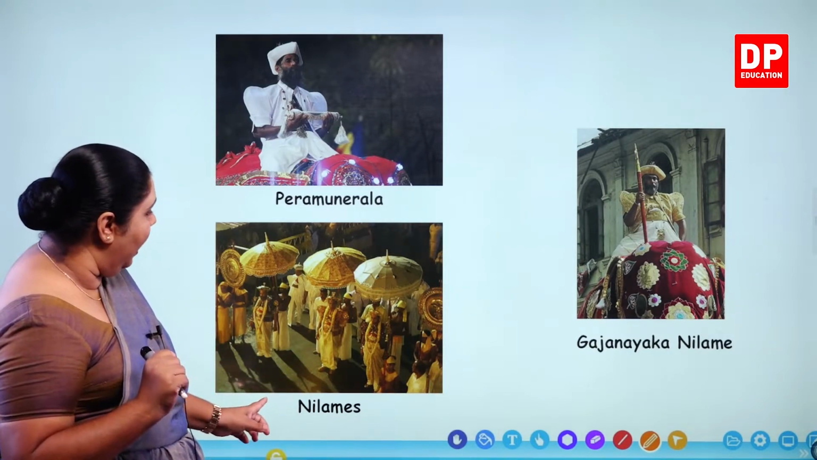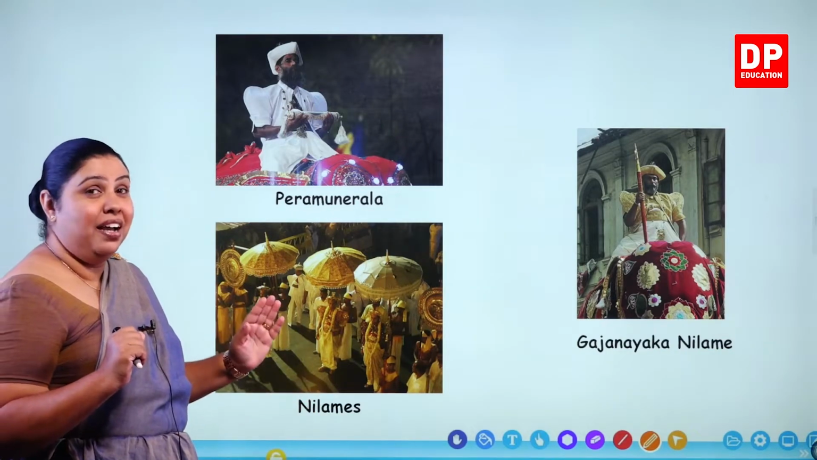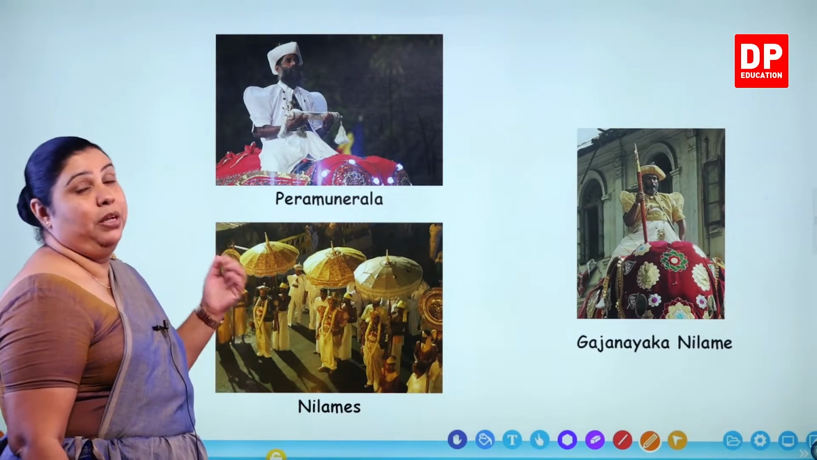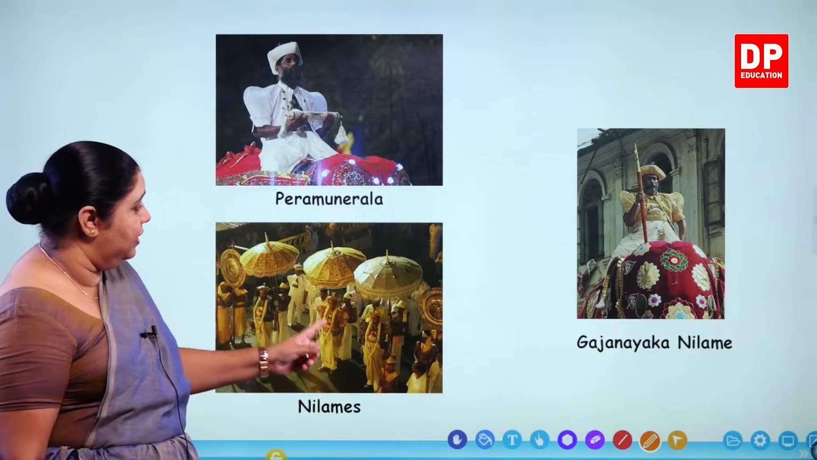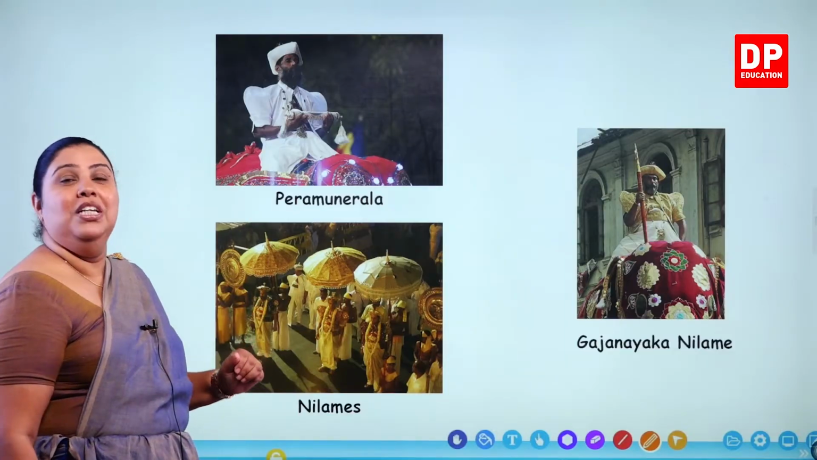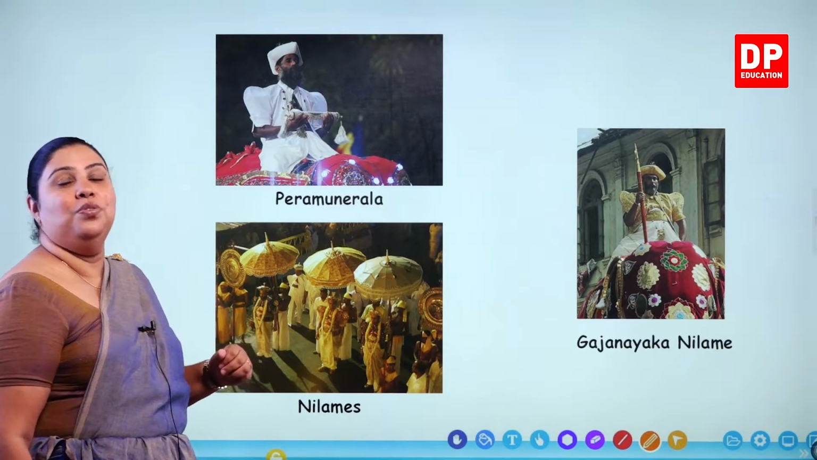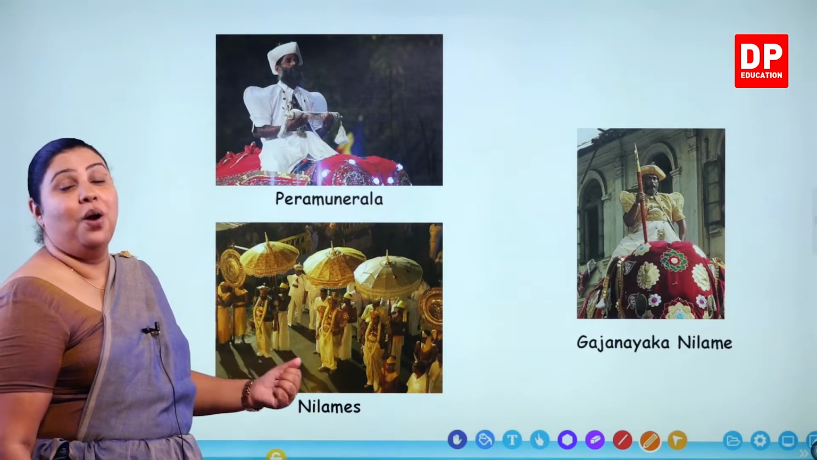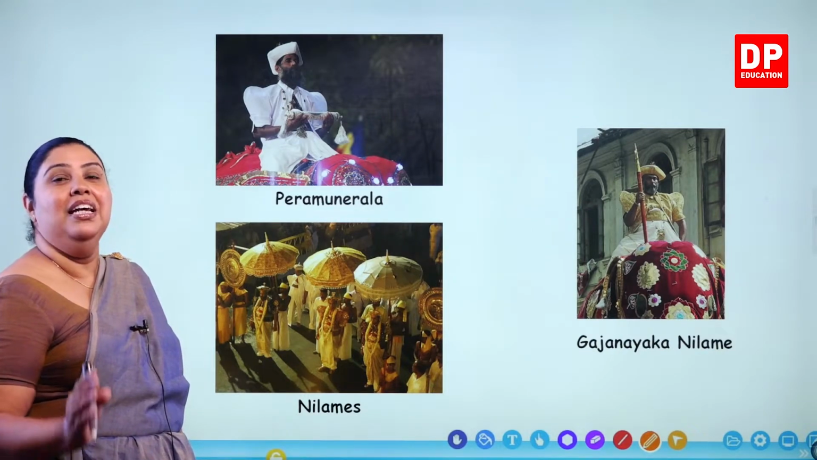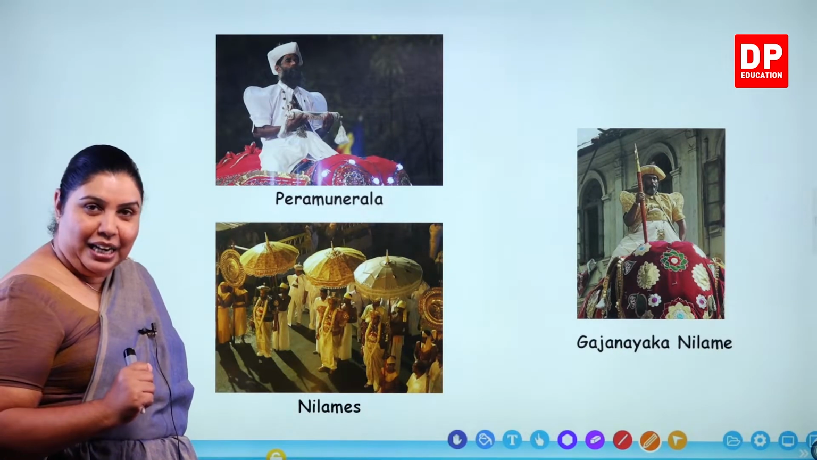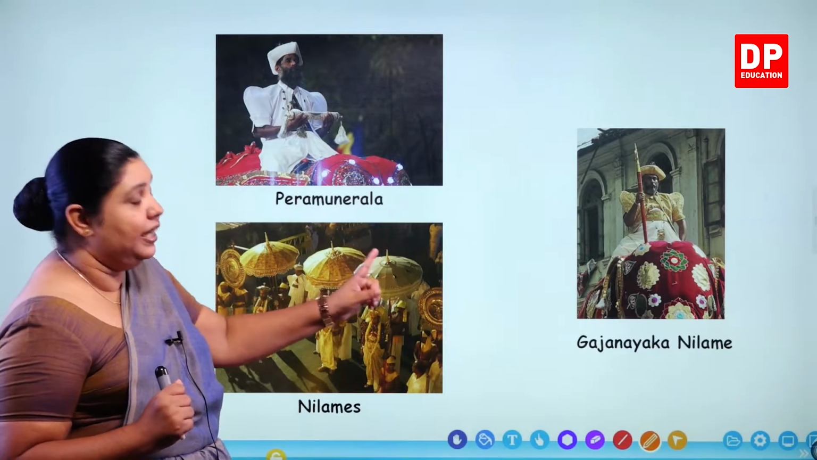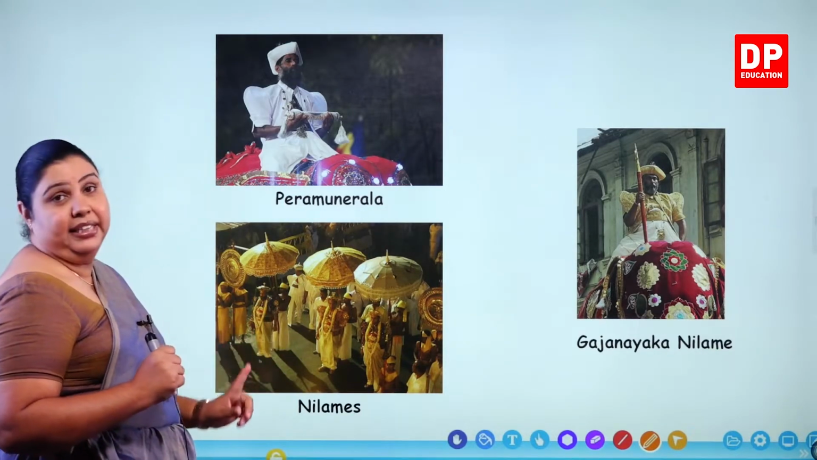Right. Then we have the other Nilames. In our paragraph it said Nilames follow the dancers, and then we have the Peramune Rala and everybody. So these are the Nilames who have dressed up like those ancient kings, and they look so beautiful, so elegant, and they are so proud to walk in that Perahera with a very proud face. They walk like this. So it's a beautiful sight. It's something very important that you must go and see the Kandy Perahera, the beauty of the Kandy Perahera. Okay, so this is the Peramune Rala, then the Gajanayaka Nilame, and there are the other Nilames, right?